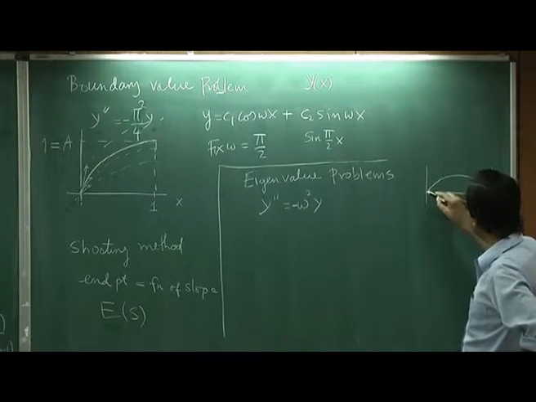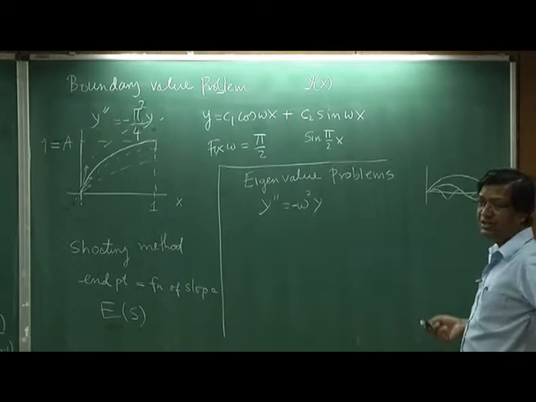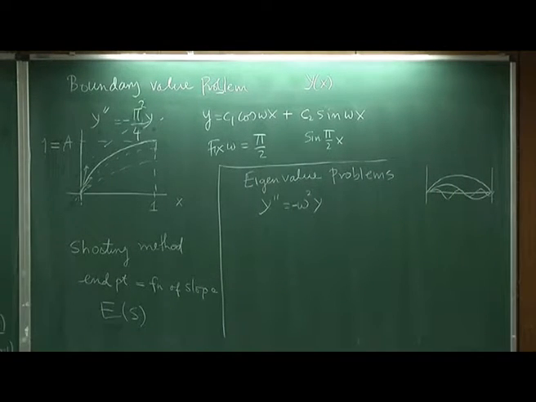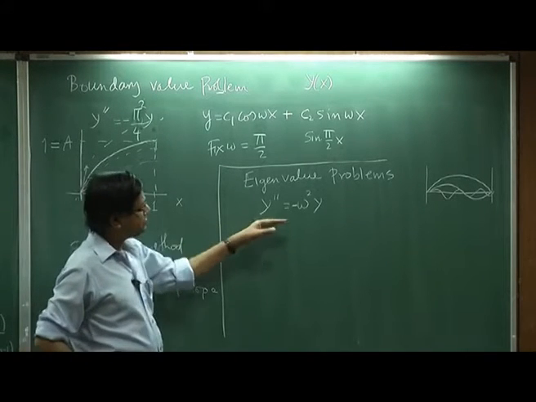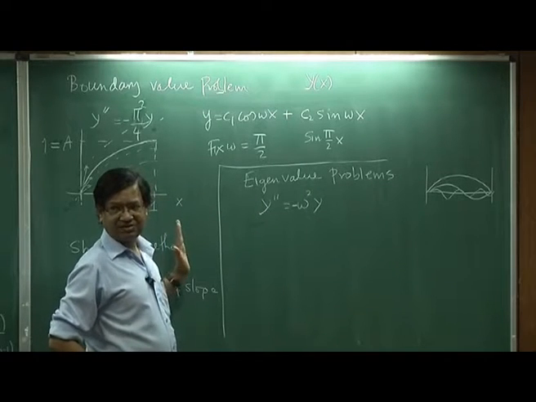Now, of course, there are many of them. There are many of them, but omega is discretized, not all omegas are allowed, and this is an eigenvalue problem, right. So, how do I solve this problem?